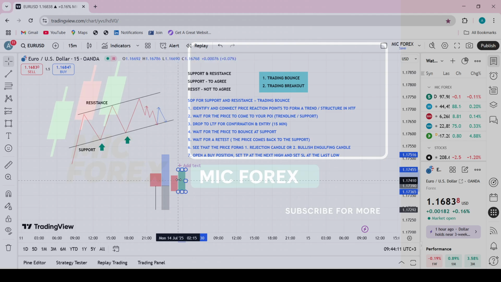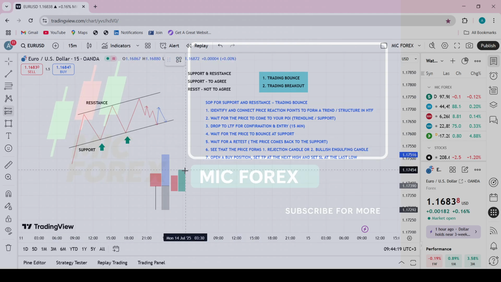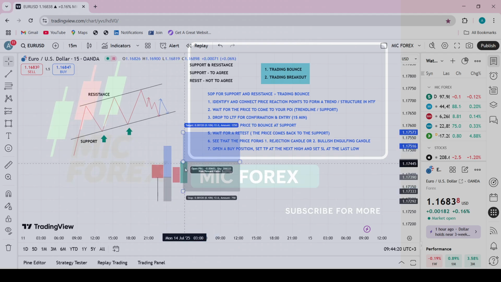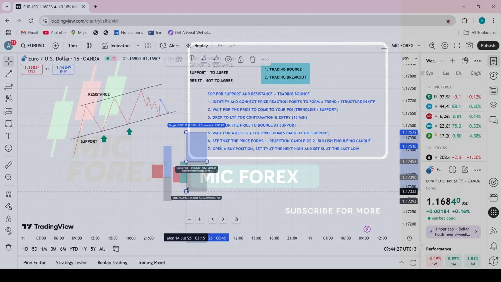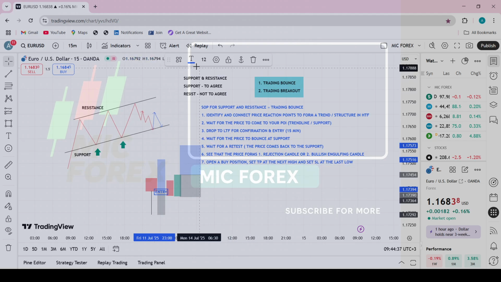If you are using this particular setup for confirmation, this is where you open your trade. At the close of that candle, before the other one opens, you set a buy position there, set your stop loss at that point, and then you target the next high. So this one is going to be your entry. That is your entry. Let me put it in black. That is your entry point, and this is your entry point.